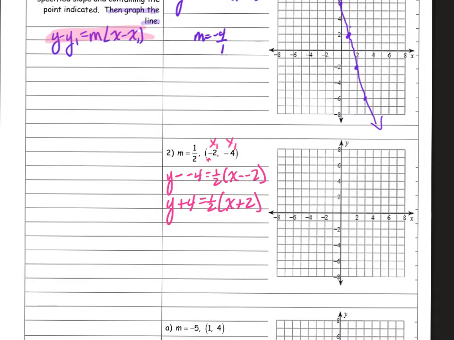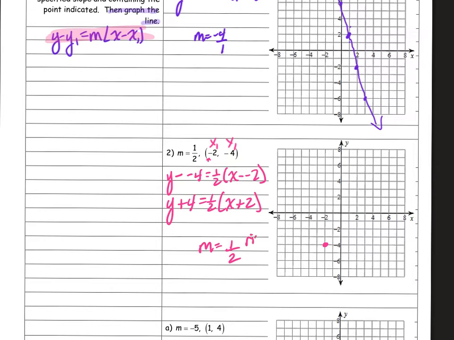My signs just change places. So now I'm going to plot my point, which is negative 2, negative 4, which is here. I know this point is on the line because my directions told me it was. And then I'm going to use my slope, which is 1 over 2. M equals 1 over 2.